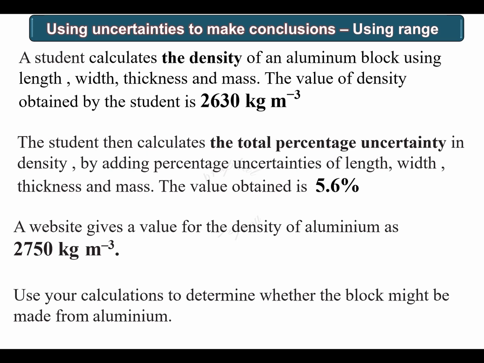Now, the question says the standard value of density of aluminum is 2750. The question is to check whether the object the student got is made of aluminum or not. You know, the values 2630 and 2750 do not match. But you can't make a conclusion directly because this might be due to the uncertainties in the measurements. So you need to consider the total errors happened in the experiment.